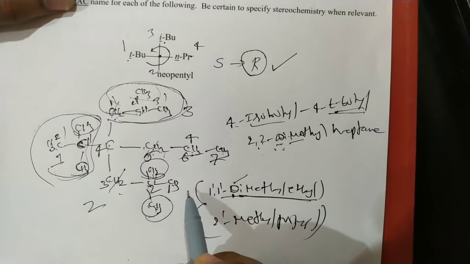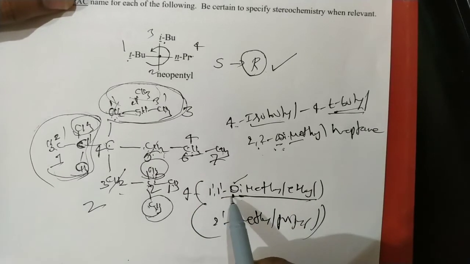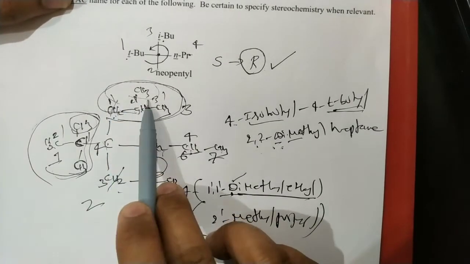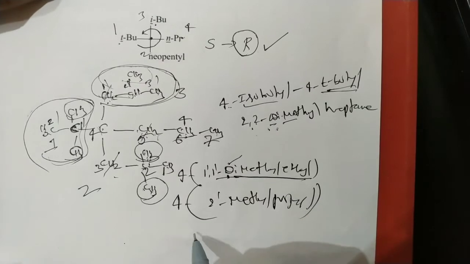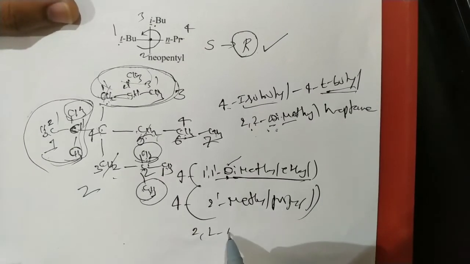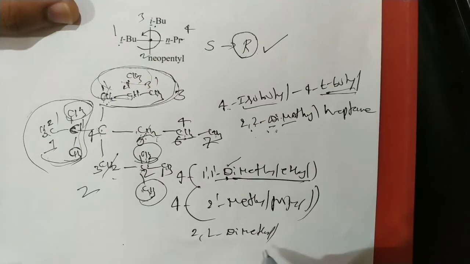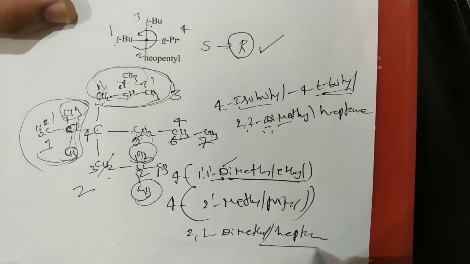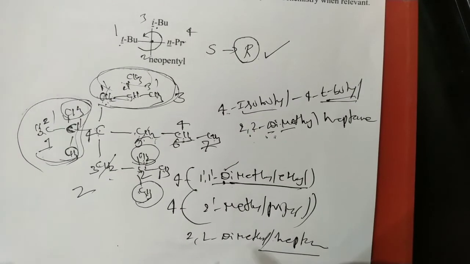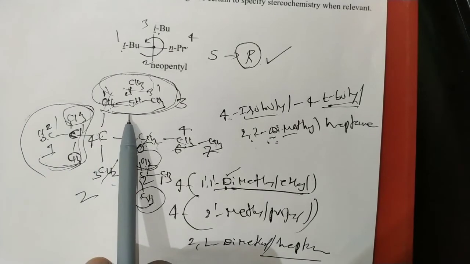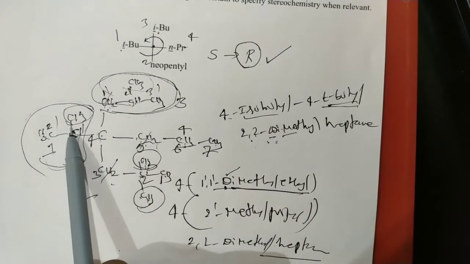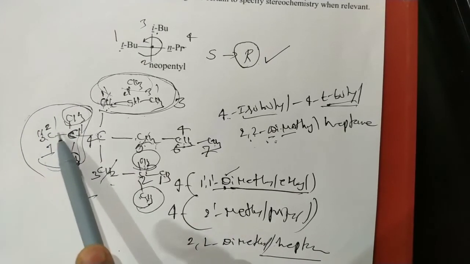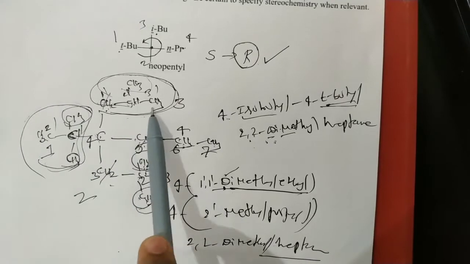Okay, so in this case, 4 is 1-dimethylethyl. Next, 4 is 2-methylpropyl. The total name here is 2,2-dimethyl, 2,2-dimethyl heptane, which is the IUPAC name. Okay, that's it. The main point is that in the systematic name, dimethylethyl comes first in alphabetical order over the methylpropyl.